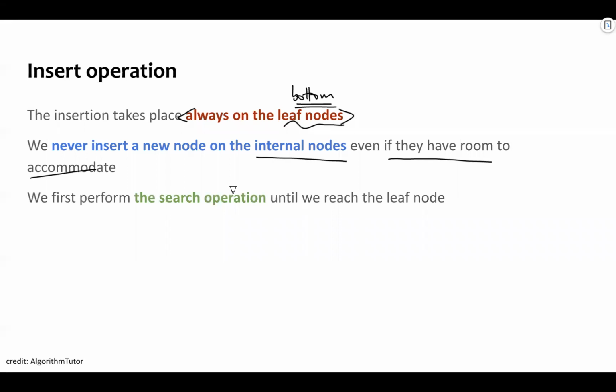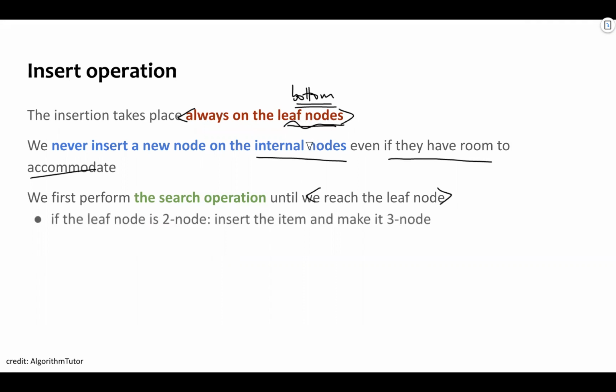So how do we insert a new node? We first perform the search operation until we reach the leaf node, because we are going to insert a new node on the leaf nodes. I'm going to describe the process first and then demonstrate how we are going to insert, so don't worry about this. So how do we insert a new item?